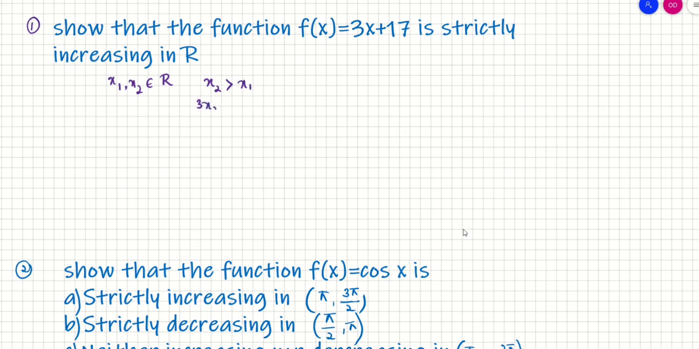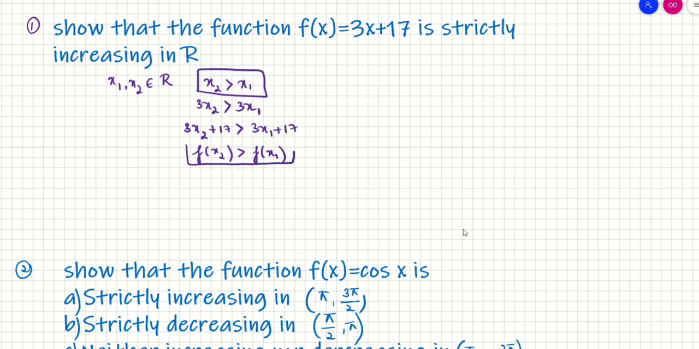So I'm multiplying 3 on both the sides, we get 3 times x2 is greater than 3 times x1. Now let's add 17 on both the sides. So 3x2 plus 17 is greater than 3x1 plus 17. So we got f of x2 is greater than f of x1. So we had taken x2 strictly greater than x1 and we arrived at the conclusion where f of x2 was strictly greater than f of x1. Therefore, the function is strictly increasing in real numbers.